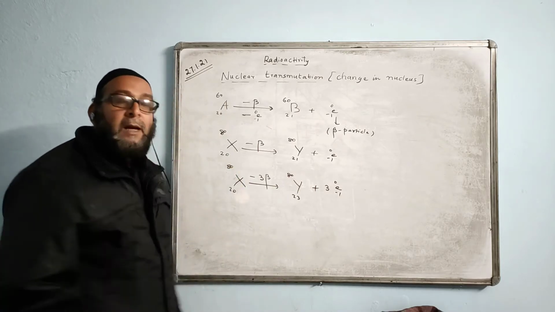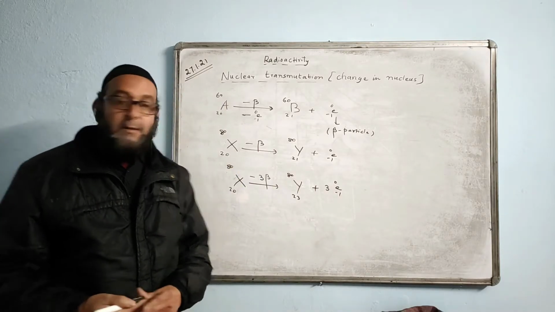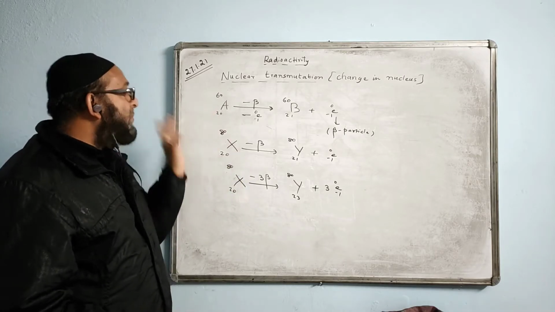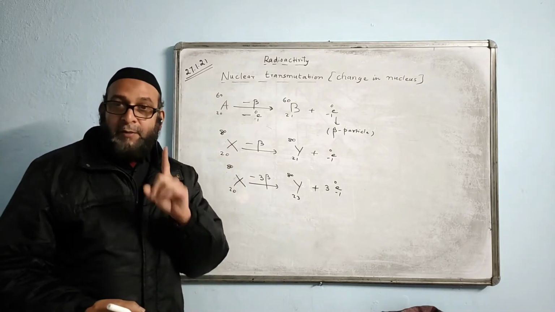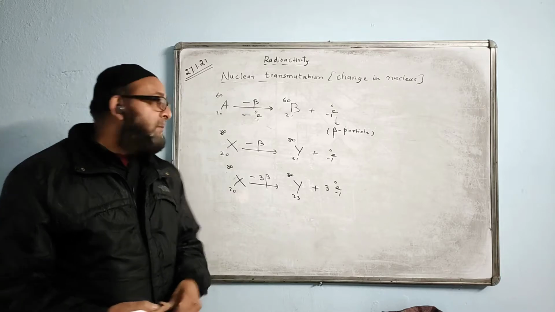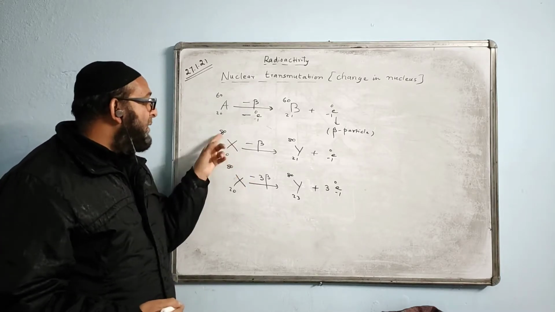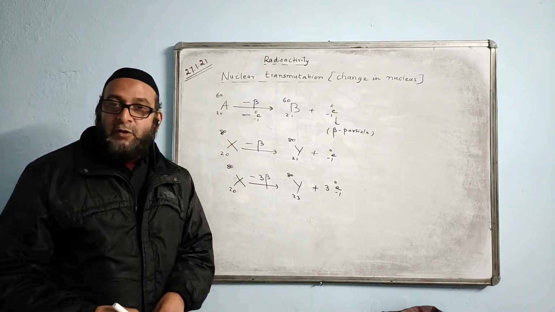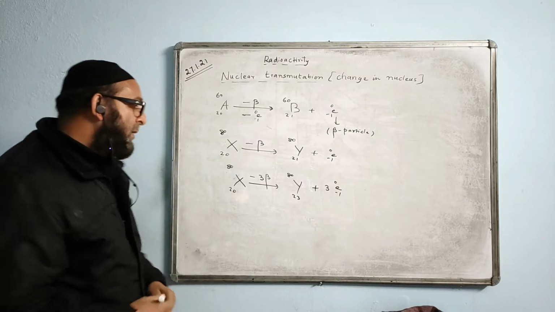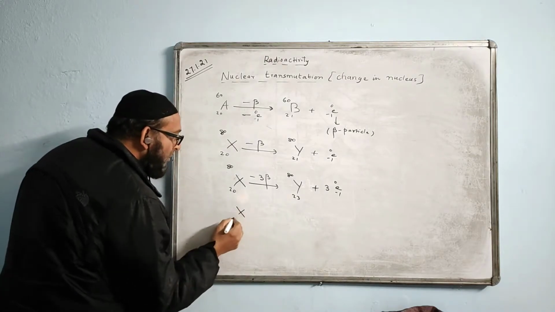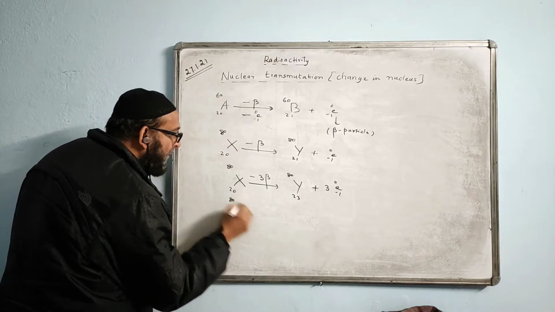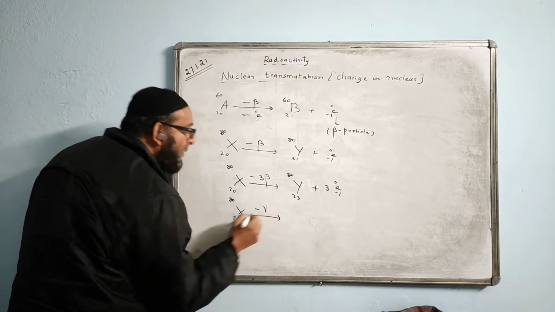So when an alpha particle is emitted, this will decrease by 2, this will decrease by 4. That is for 1 alpha particle. When 1 beta particle is emitted, this one increases by 1 and this one remains the same. The mass number does not change. Remember it.